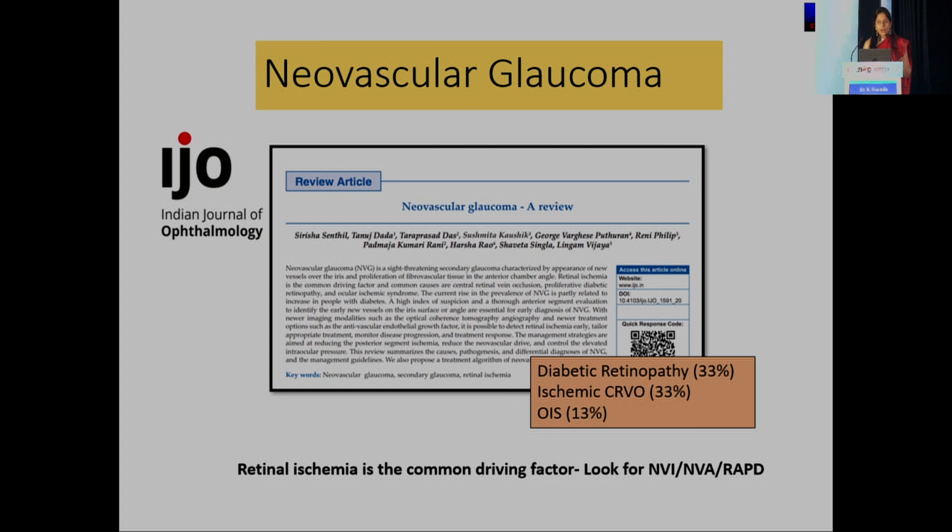So neovascular glaucoma, we all know. I'm going to be just talking about a few common conditions and how you evaluate them. Neovascular glaucoma is a very common presentation, and this is basically because of ischemia. So whenever there is ischemia, we have to keep a very important look out for neovascularization in the angle, in the iris, and also look for the relative afferent pupillary defect.